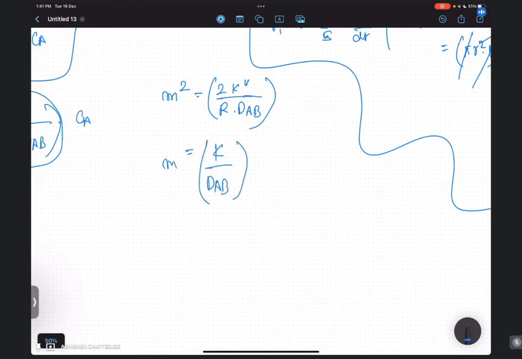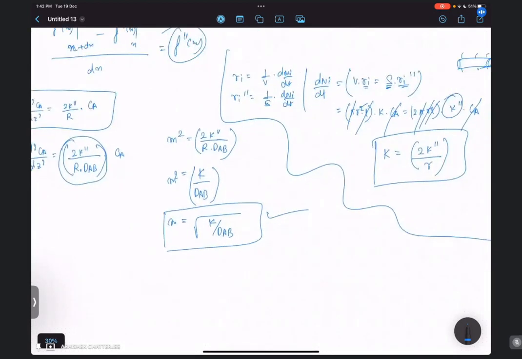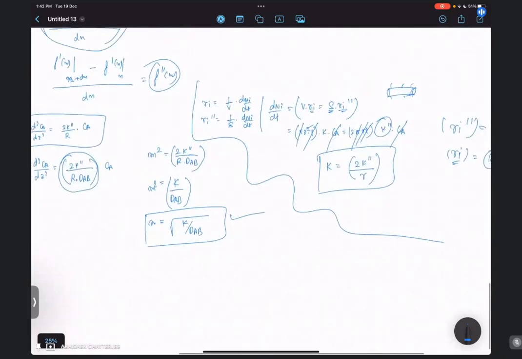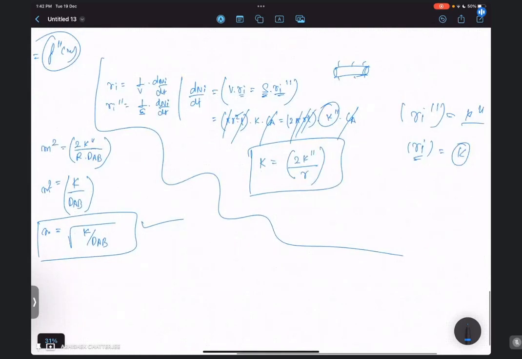इसको हम लोग लिख देते हैं एम स्क्वायर, और यहीं से हम लोग एम लिख देते हैं रूट अंडर के बाई डी ए बी. ठीक है, इसको भी एम स्क्वायर क्यों लिखते हैं वो अभी बाद में देखेंगे. पहले ये बताओ, ये डेरिवेशन क्लियर हुआ ना, the relation between your k and your k double dash, this thing is clear, no?